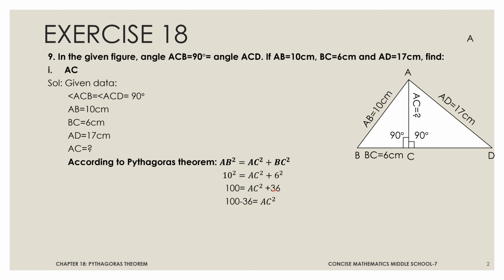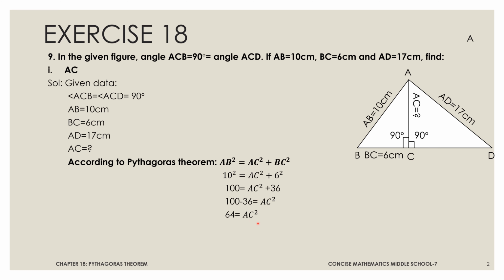Always, when an integer comes from one side to the other side of the equal to, the sign changes. That is, plus becomes minus, minus becomes plus, multiplication becomes division, division becomes multiplication. Here one is having a positive sign, the other is having a negative sign. Put the bigger number's sign. 100 is having a plus sign, so just put the plus sign and subtract. You will get 64 is equal to AC square.